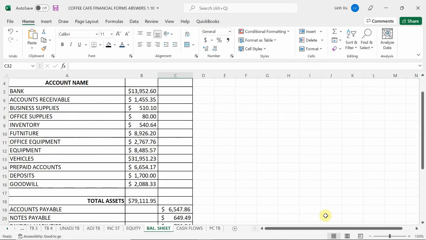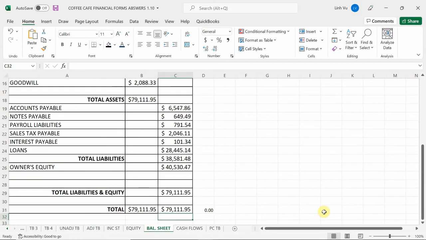I tested that all of my assets should equal my liabilities plus my new equity that I've incurred from my previous financial worksheet. All right. So far, so good. Let's move on to the very, very last financial worksheet.